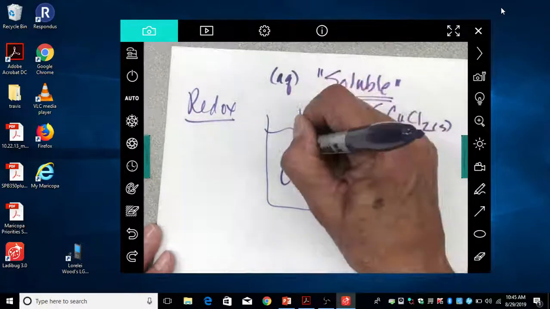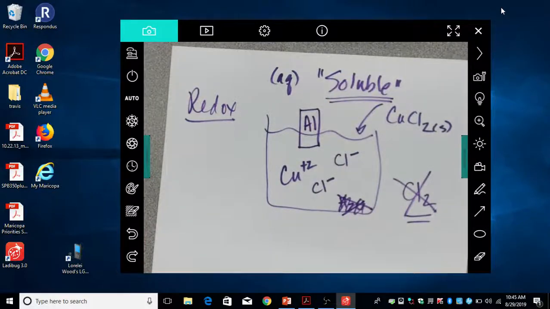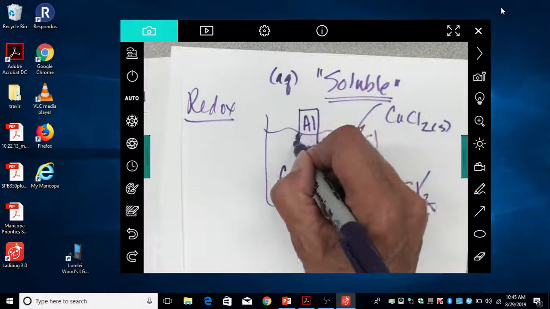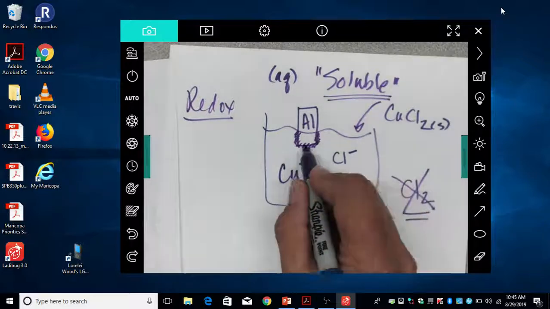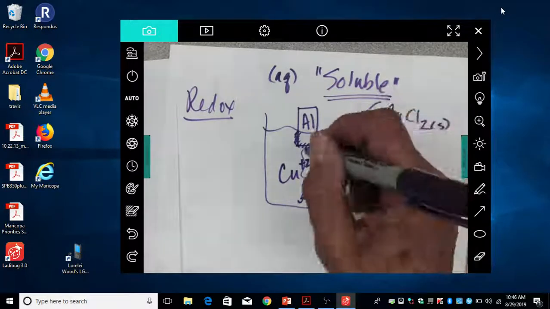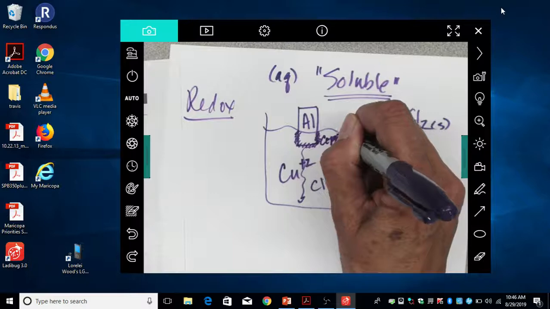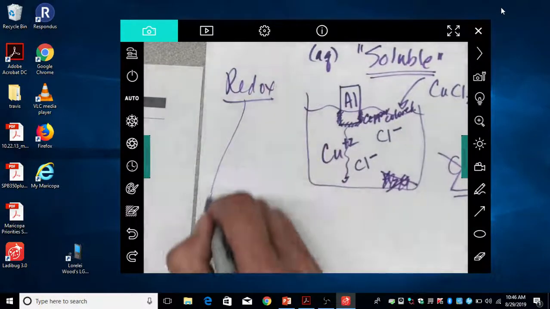So in comes a hunk of aluminum. And you start seeing some fuzzy stuff growing on the outside of the aluminum, and you shake it off and it kind of filters to the bottom. You let it sit there for a little bit longer, more fuzzy stuff grows on it, and the fuzzy stuff oddly is copper colored. What do you suppose is going on in there? Well, you got a redox or a single replacement reaction.